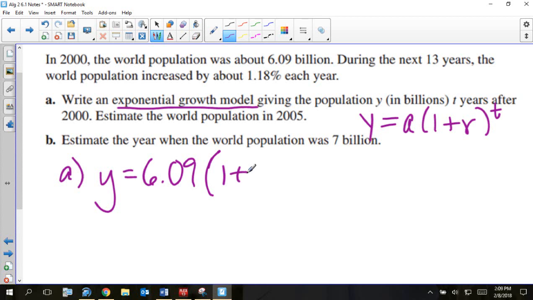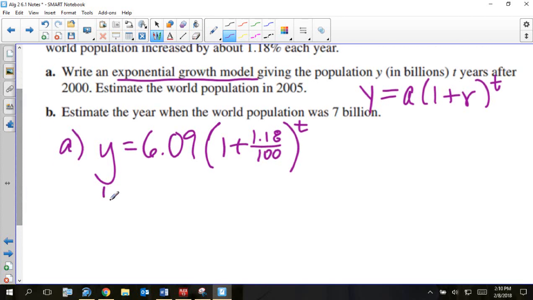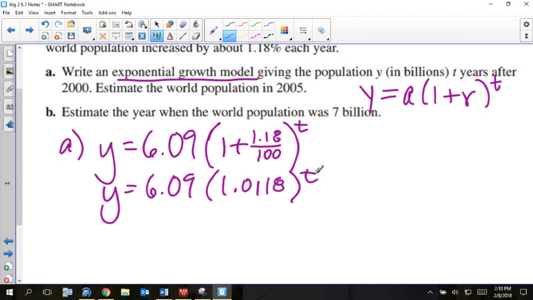It's 1.18%, but remember when I put it in, it has to be a decimal. So we can put it in as 1.18 over 100 to the t. Now I will simplify 1 plus 1.18 over 100. I can simplify that. 1.0118. So there's the first part of part A.